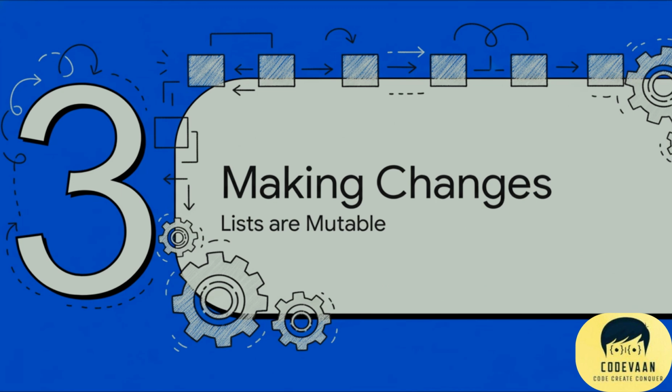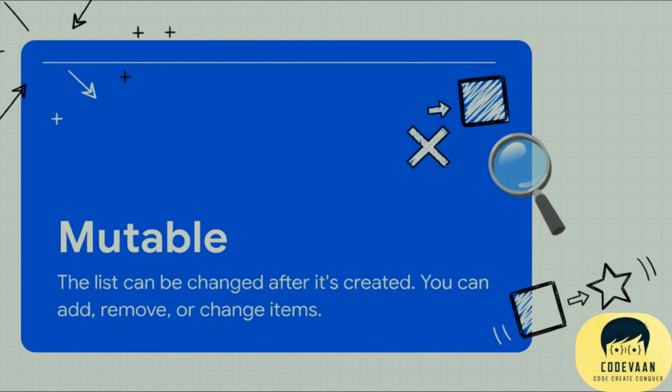So we know how to create lists and we know how to get stuff out of them, but what about changing them? Well, this brings us to one of the most important concepts about lists. They are mutable. So what on earth does mutable even mean? It's simple, really. It just means that once you've made a list, it's not set in stone. It's like a piece of clay, not a block of marble.